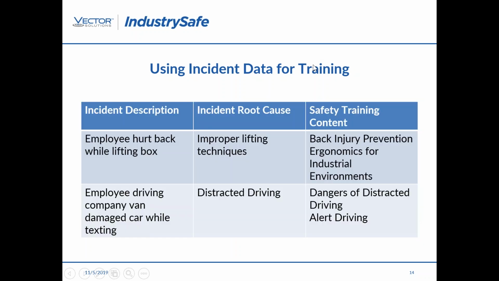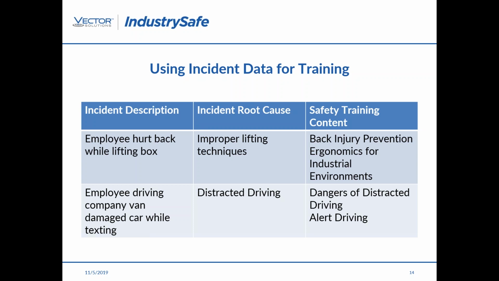So here's a couple of examples of how you might tailor certain types of incidents with certain types of training. So for example, if you have an employee who hurt their back while lifting a box, you would do an incident investigation and you would do a root cause and you'd be like, oh, this employee was not lifting properly. Okay, great. I'm going to make sure I deliver to that employee back injury prevention and ergonomics for industrial environments.